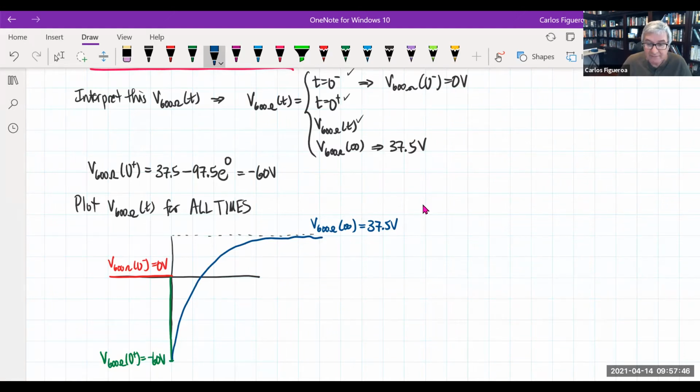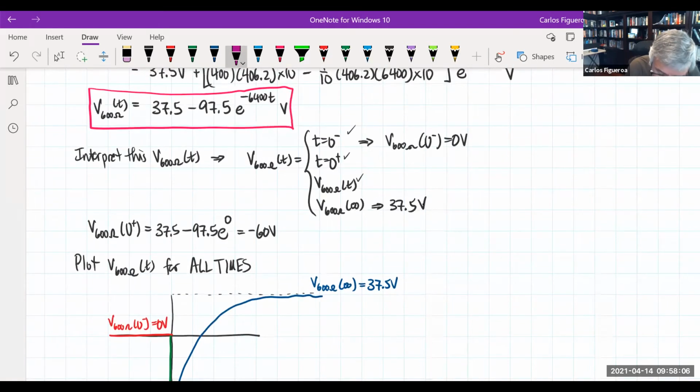So what am I seeing here? Well, my solution is telling me what? I start off at negative 60 volts, right? And my solution tells me that there's a jump. Look at the jump. And I should have done this before: look at the minus sign here. That minus sign indicates that it has to go to a higher voltage. And that's exactly what we're seeing.